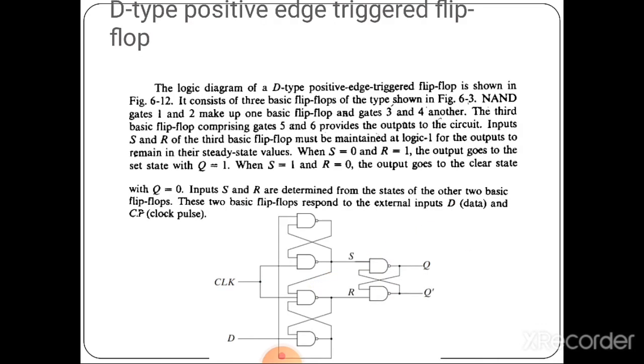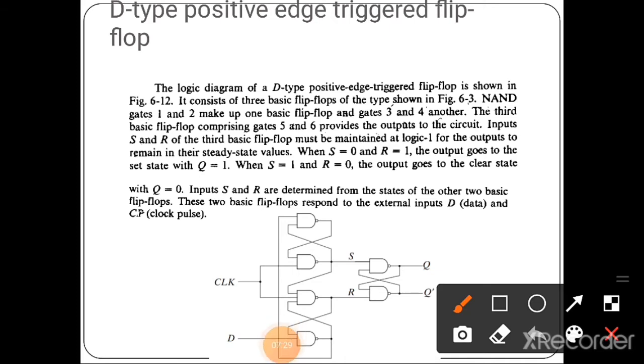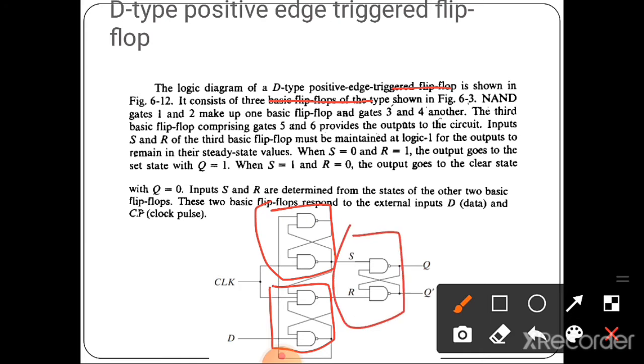Then the next one is the edge-triggered D-type positive edge triggered flip-flop. The logic diagram of the D-type positive edge triggered flip-flop is shown in this figure. It consists of three basic flip-flops. This is the first flip-flop, this one is the second flip-flop, and this one is the third flip-flop.